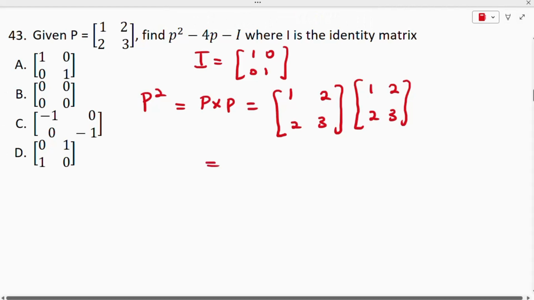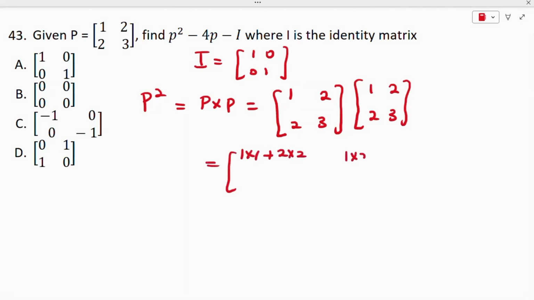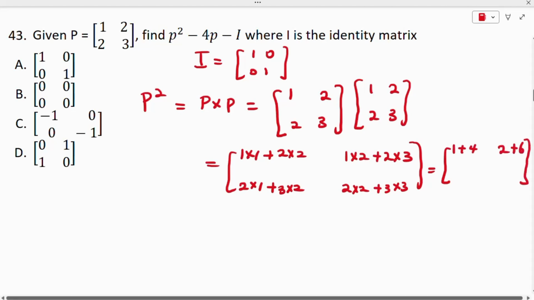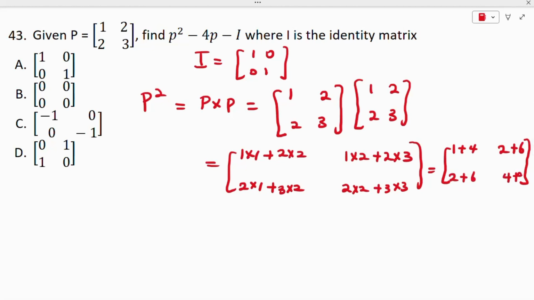So this is equal to 1 times 1 plus 2 times 2. We have 1 times 2 plus 2 times 3, 2 times 1 plus 3 times 2, and 2 times 2 plus 3 times 3, right? So this is equal to 1 times 1 is 1 plus 2 times 2 is 4, 1 times 2 is 2 plus 2 times 3 is 6, 2 times 1 is 2 plus 3 times 2 is 6, 2 times 2 is 4 plus 3 times 3 is 9. So we have that P squared is equal to 1 plus 4 is 5, 2 plus 6 is 8, 2 plus 6 is 8, 4 plus 9 is 13.